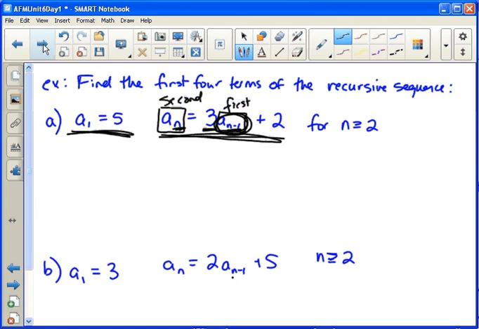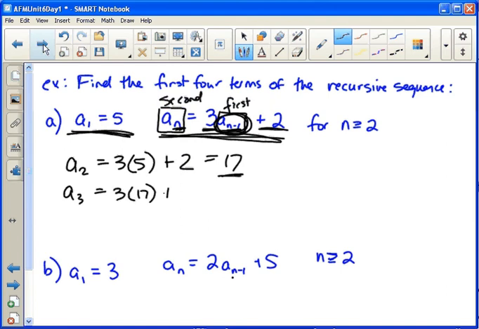So for this one, we take 5, we multiply it by 3, and then add 2. We get 17. So then to get the third term, we take our new number, 17, we multiply it by 3, and then add 2. That will give us 53. And to get our fourth term, we multiply by 3 and add 2. And that will give us 161.